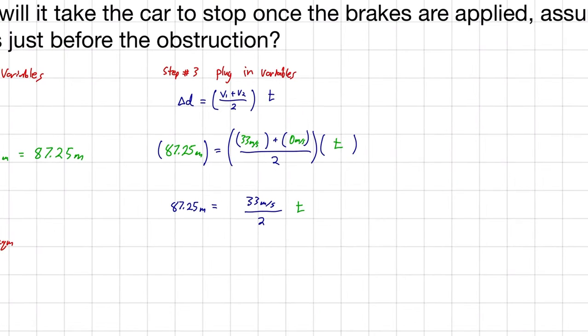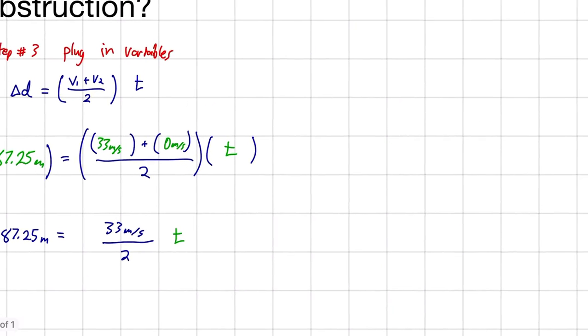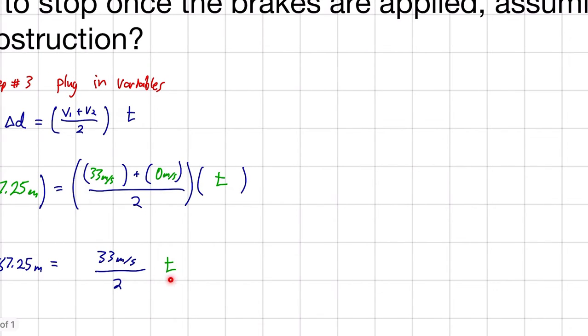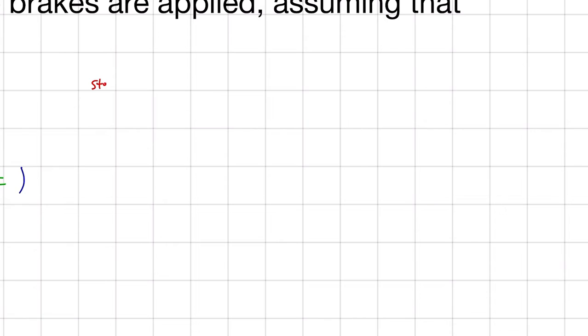All right. Step 4, we're going to be rearranging this equation to isolate for t. So let's write that up here. Step 4, to rearrange to isolate the unknown.